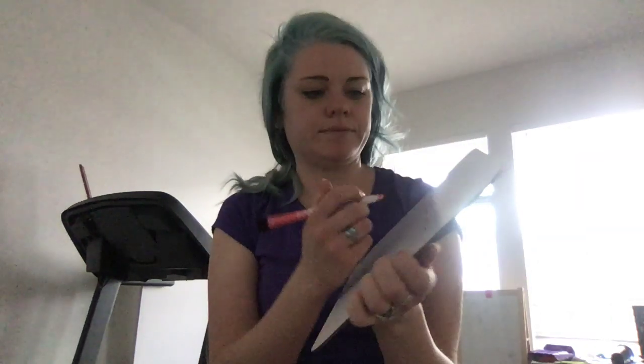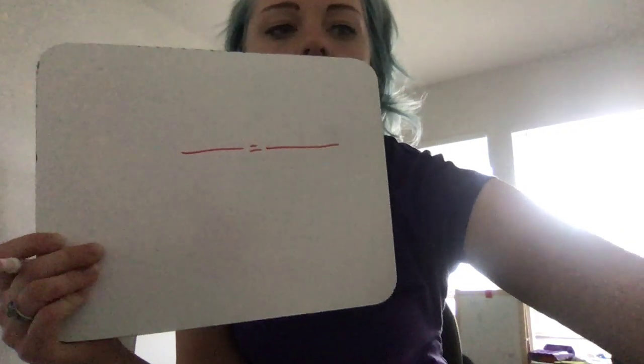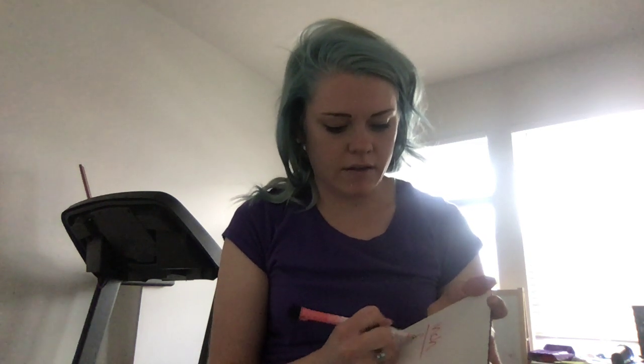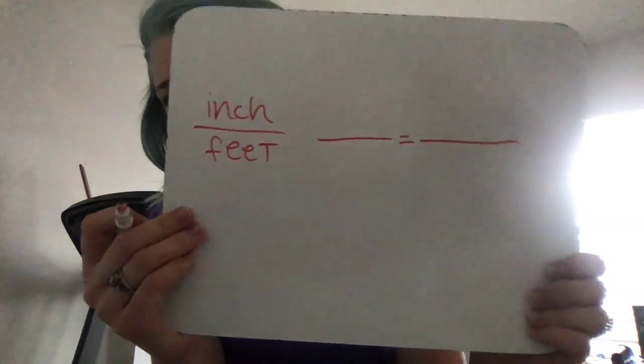So I'm going to set it up as a proportion. In proportions, remember, it was one thing versus another, like in a fraction. In this case, it's feet per inch, or inch per foot. It doesn't really matter as long as you have the same number on top and on bottom. So I'm going to say inch is top and feet is the bottom.